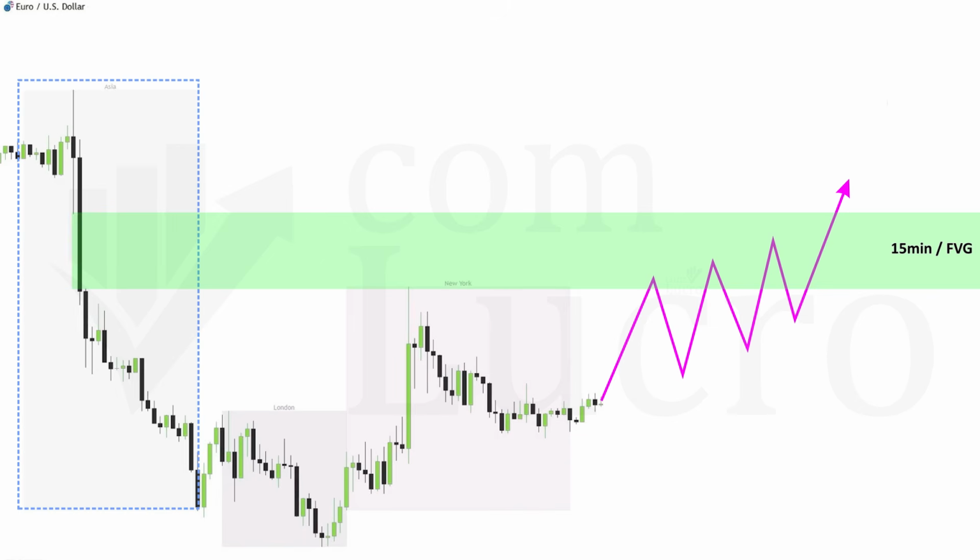Letting that level go is harder than finding it. You marked it, you waited for it, and by the time it is fully mitigated, it feels like it owes you a trade. It does not. The edge was the imbalance.